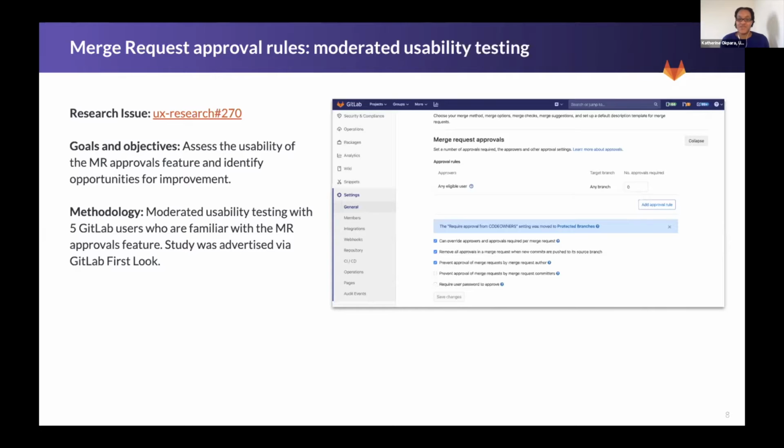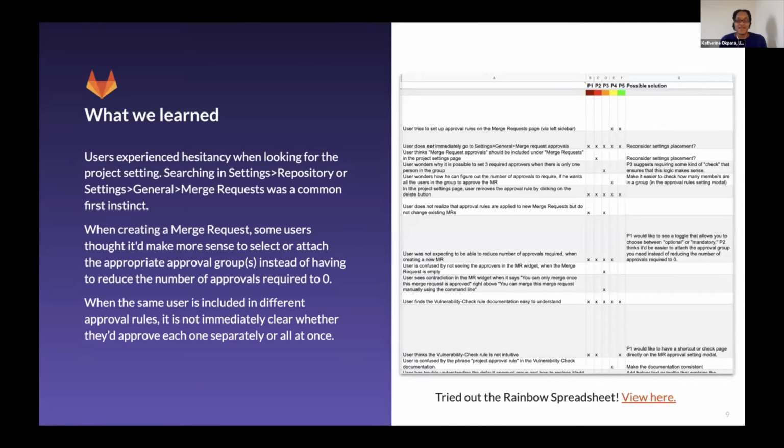We decided to do moderated usability testing with 5 GitLab users who were familiar with the MR approvals feature, but even that varied a bit: some people were super familiar with it, some people had heard of it but hadn't really interacted with it much because they didn't have it available to them. But they were people who knew what it was to start with. And so we learned a lot of different things from that study.